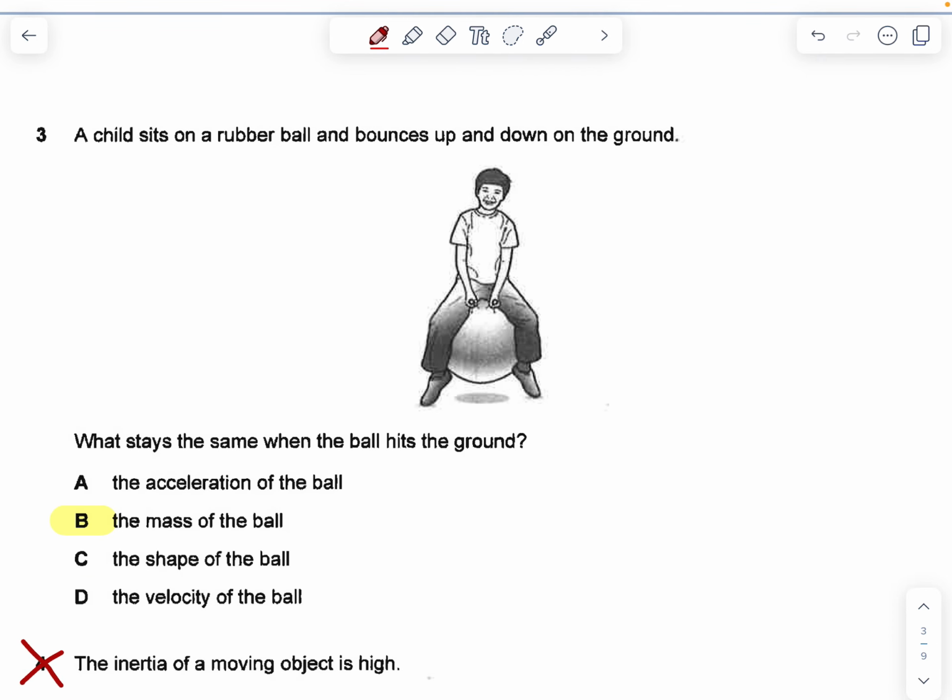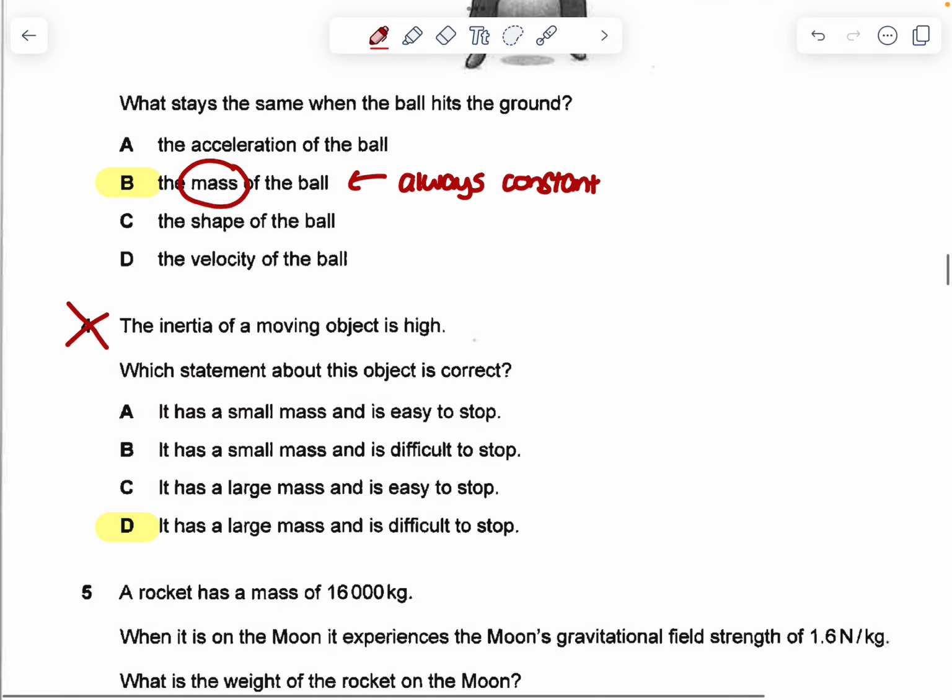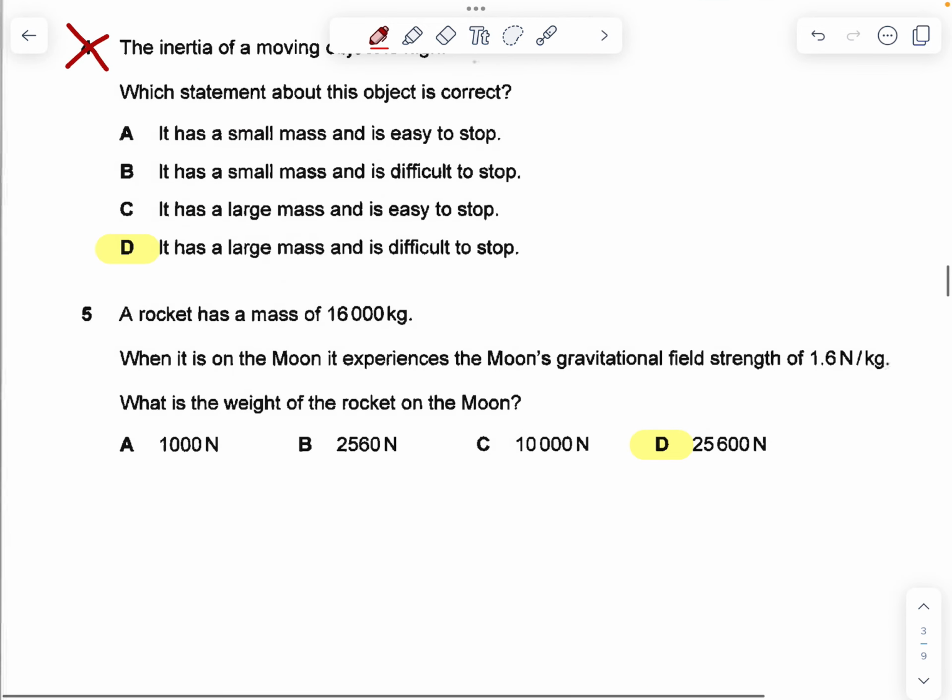Question 3. A child sits on a rubber ball and bounces up and down on the ground. What stays the same when the ball hits the ground? The mass, always constant, unless it breaks into pieces. Question 4, not tested.